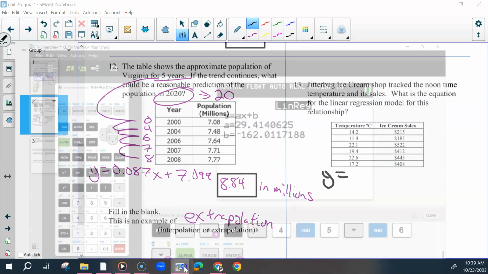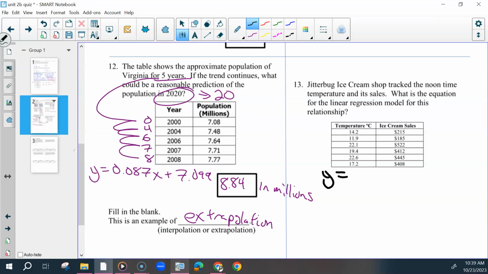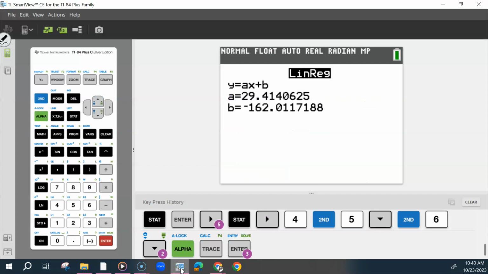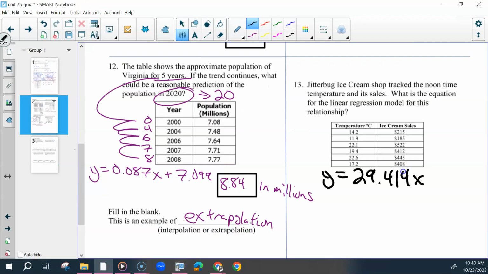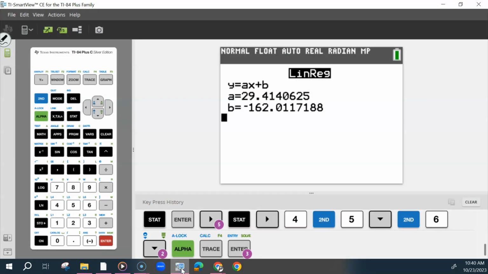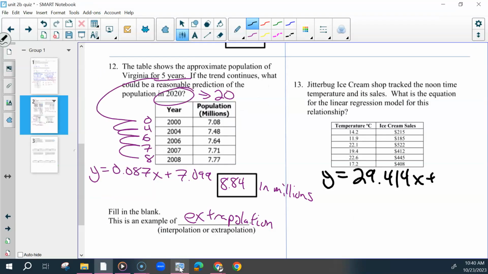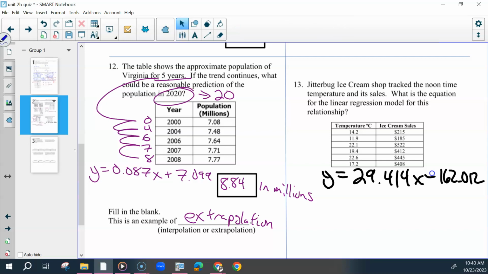Y equals 29.414x plus minus 162.012. And that one was just worth 1 point. Did you get the equation correct? Questions on that?